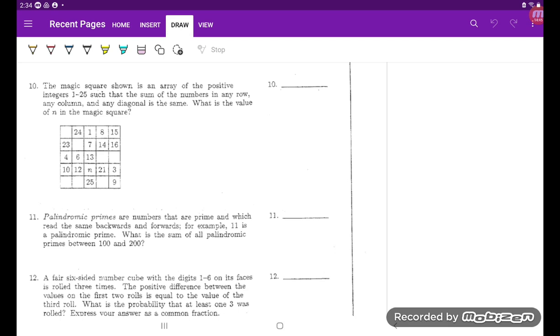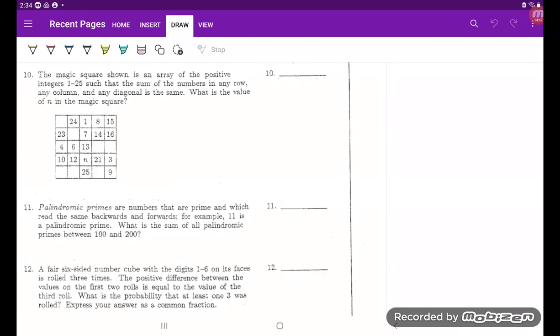Okay, I don't know why, but the screen became super blurry, so I refreshed it. And let's continue with our last problem today.